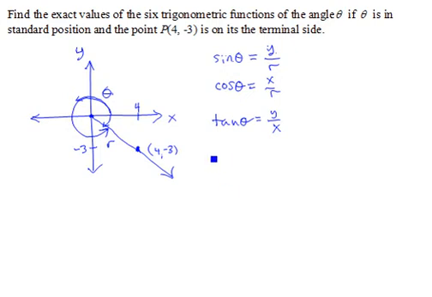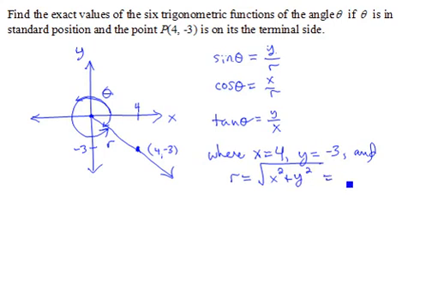First, let's find the value of r. We know that x is equal to 4, y is equal to -3. I've just taken that from the coordinates of this point, and r is found by taking the square root of x squared plus y squared, and that's from the distance formula, just the distance from the origin out to this point. That is the square root of 4 squared plus (-3) squared, which is the square root of 16 plus 9. That's the square root of 25, or just 5. So r equals 5 in this case, and we can fill in the values.